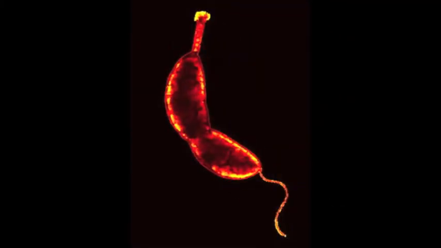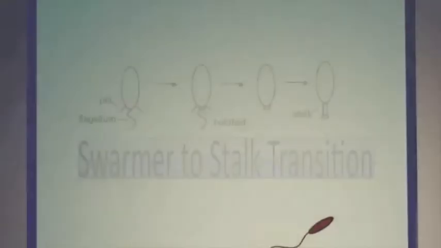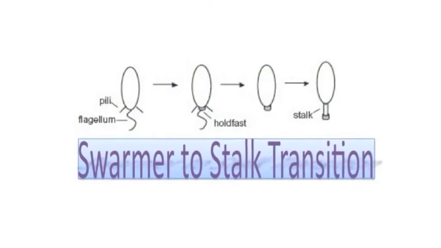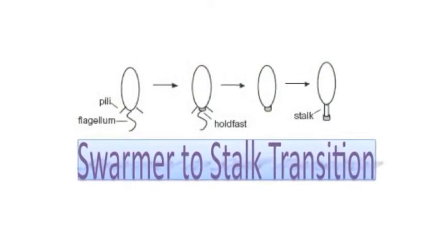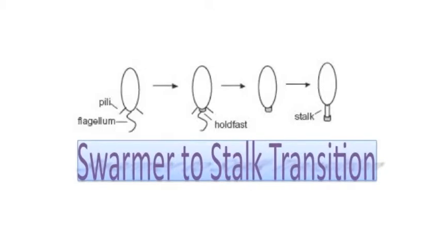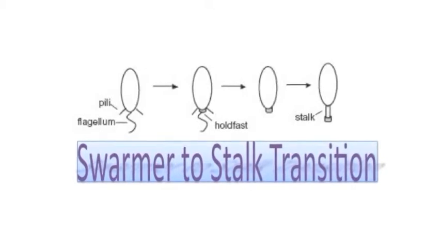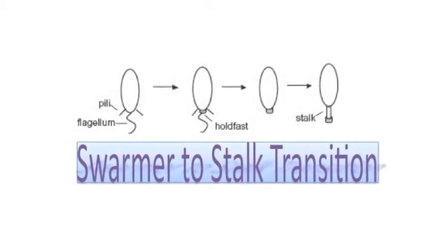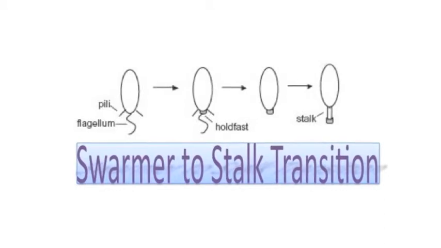The swarmer cell has a flagellum and pili on one pole and is motile, whereas the stalk cell is completely and permanently stationary due to the holdfast extruded by its stalk. The swarmer cell swims for about 45 minutes before beginning the transition into the stalk cell. During this transition, it sheds its flagellum and retracts its pili. The cell then constructs a stalk at the site of the former flagellum. Now the cell is no longer motile.